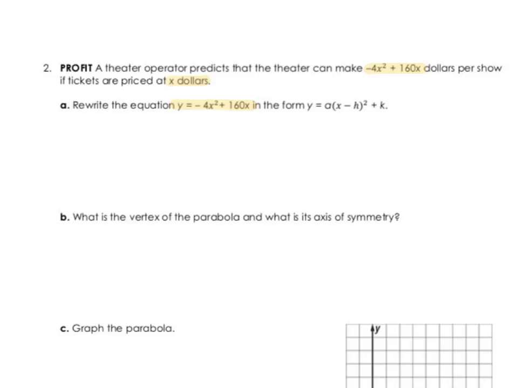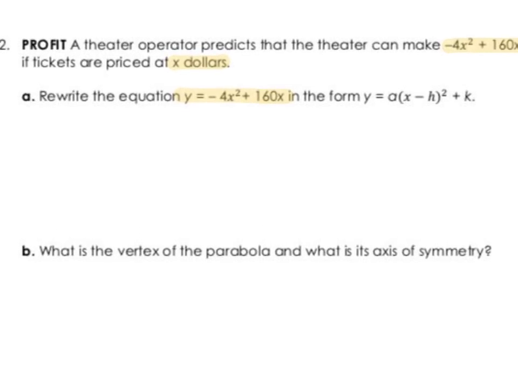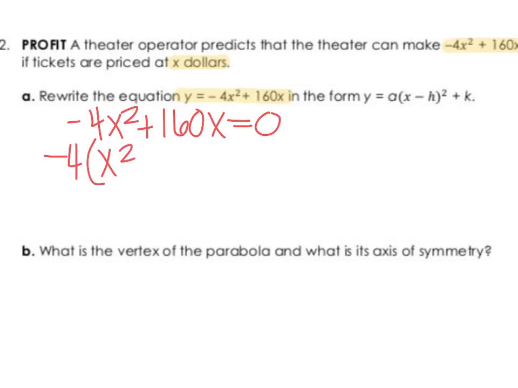So the first thing we want to do is set -4x squared plus 160x equal to 0, because we're going to rewrite this by completing the square. Then we want to factor out a GCF of -4. If we factor out a -4, we end up with x squared minus 40x equals 0.